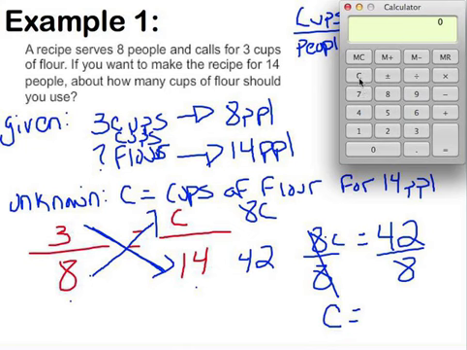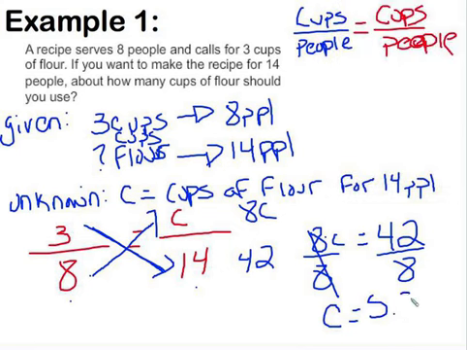I'm going to clear out my calculator because I hit the wrong button. 42 divided by 8. Be careful when you use the calculator to watch what you're punching in, because if you punch in blindly and you don't look at what you're punching in, you could get the wrong answer and then trust the calculator but have the wrong answer. So I get 5.25, which means that I need 5 1/4 cups of flour to make my recipe taste the same for 14 people.